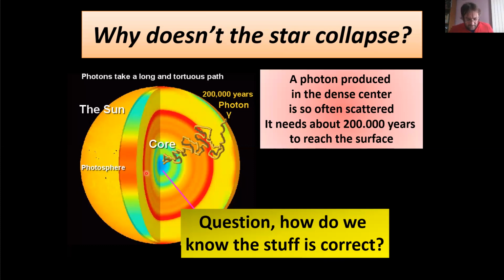So if this really takes so long, how do we know? Because it has been so often scattered, and every scattering process changes the light particle a bit. So the one that comes out at the surface doesn't have much to do with the one that has been created here. So who tells us this is really true, what we think about the surface, about the center?